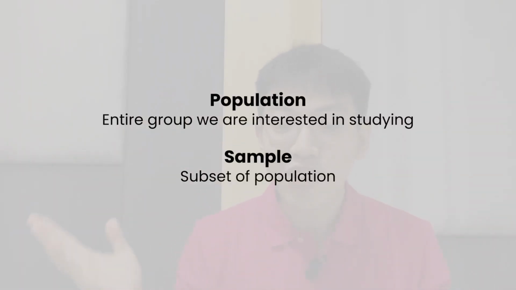In statistics, it is important for us to understand the concept of population and sample. Population is the entire group we are interested in studying, while a sample is a subset of the population. Imagine you want to study the average height of people in a city. The population will be all residents in that city, while the sample will be a smaller group of individuals chosen to represent the population.